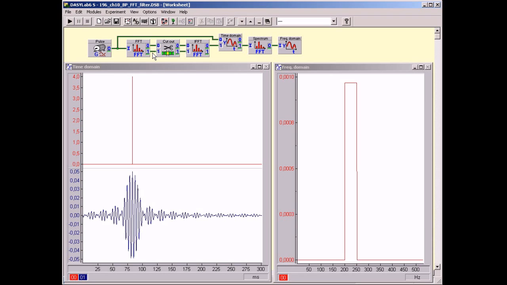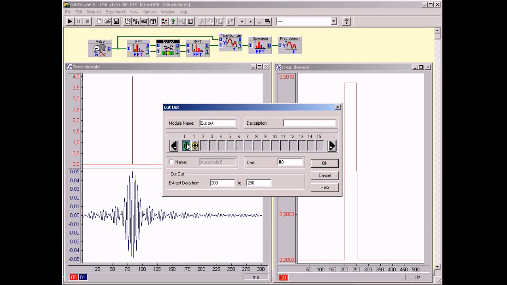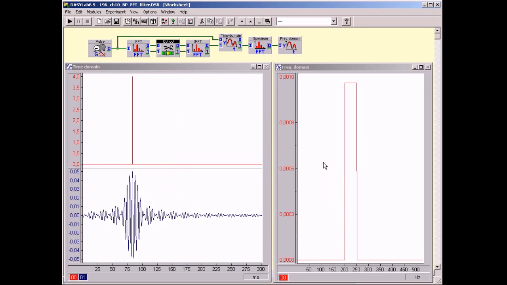Subsequently, the frequencies are cut out using the cutout module. That means they are set at zero. These frequencies are not allowed to pass. The same values must be set on both channels, real and imaginary. Afterwards, you go back to the time domain via an inverse FFT. Finally, the output signal consists of the frequencies which have been allowed to pass through, sinusoidal oscillations. That means a Fourier synthesis has to be carried out.